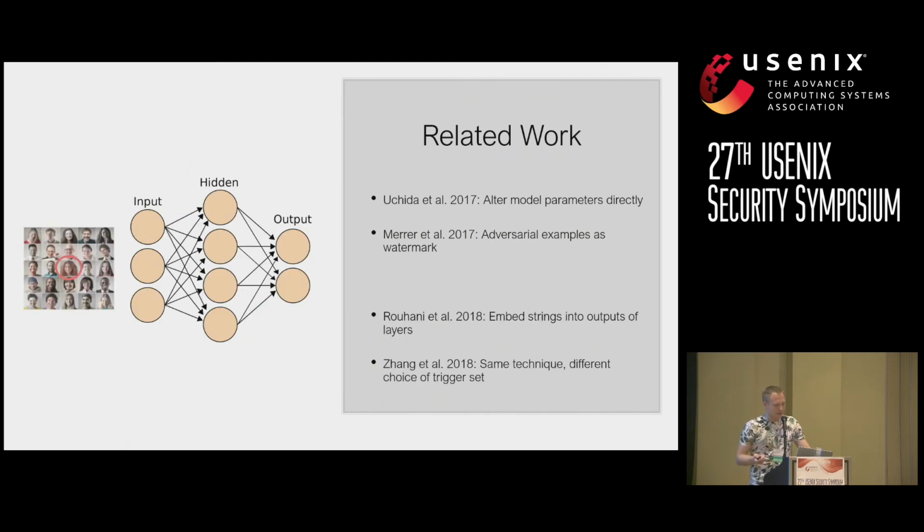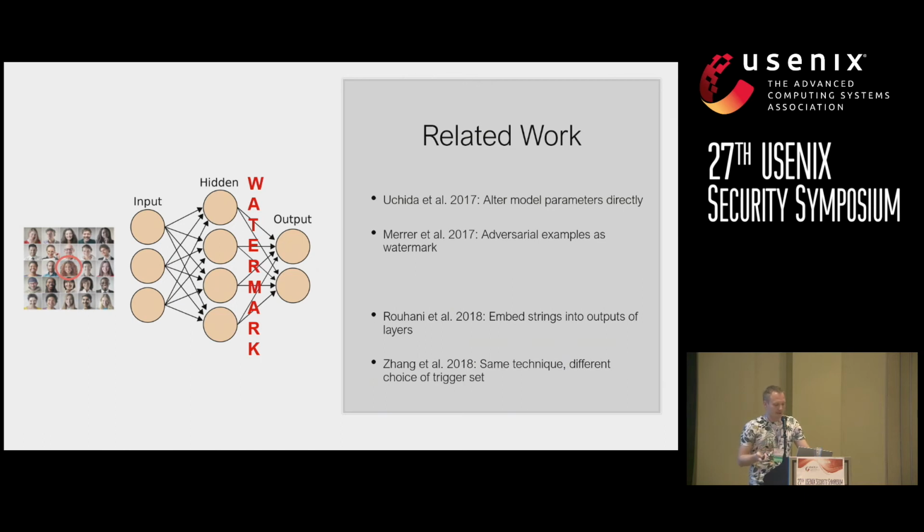There's the work by Rouhani et al. from this year, and their idea is a bit similar to ours. What they do is take certain inputs and train the neural network so that the outputs of certain layers read as a fixed string. For example, whenever the neural network gets as input a picture of Alice, it will display "trained by Google" on one of the hidden layers as the outputs of the hidden layers.